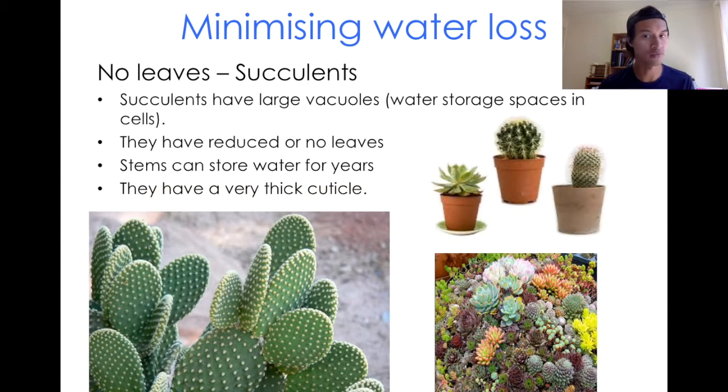Okay, some plants decide to ditch leaves altogether, so they have no leaves. Succulents are a good example of this, where the succulents have these large vacuoles, which are really water storage cells inside of them, and they have reduced or basically no leaves, and so the stems can store the water for years because there's no leaf, there's no stomata, and the water loss rate is so low, and they have a very thick cuticle to prevent that water loss.